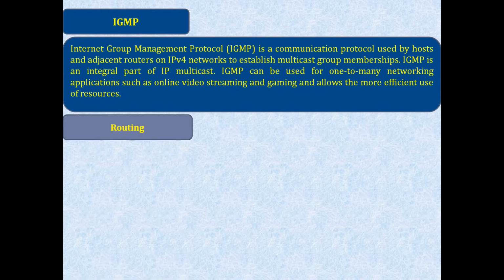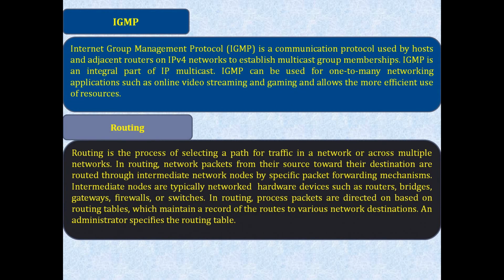So next we are going to see IGMP, and then we are going to see routing. IGMP is nothing but Internet Group Management Protocol. It is a communication protocol used by hosts and adjacent routers in IPv4 networks to establish multicast group membership. IGMP is an integral part of IP multicast. IGMP can be used for one-to-many network applications such as online video streaming or gaming, allowing more efficient use of resources.